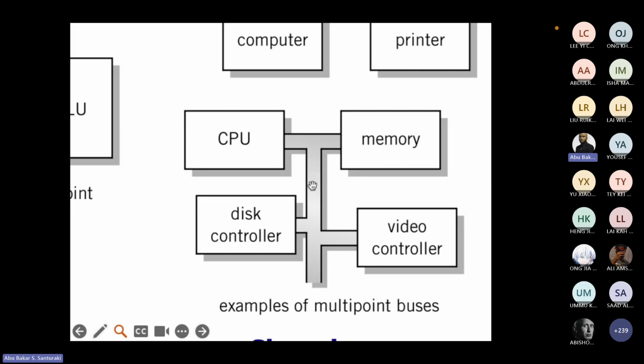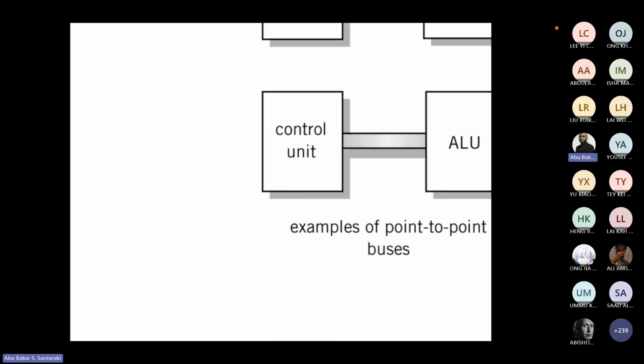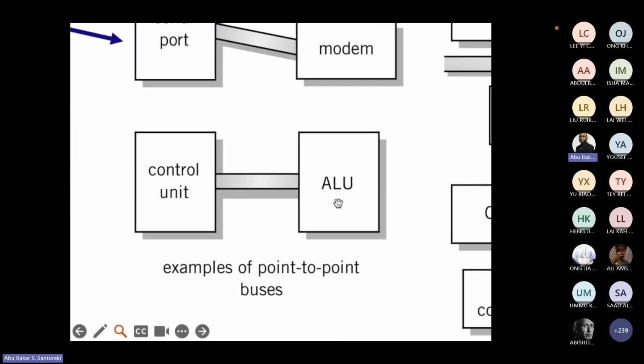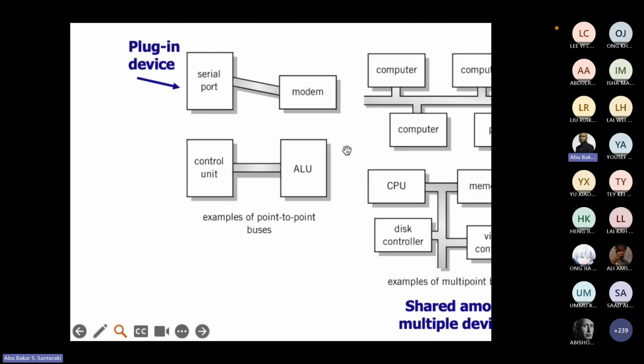When I drew it in my diagram, you saw the individual wires. That's not really how they are. There's a single bus that connects these four devices together: the hard drive, the memory, the CPU, and the graphics adapter. So it's a multi-point bus. But inside the CPU, between the CU and the ALU, they have a point-to-point bus. So point-to-point simply means one-to-one, and multi-point means more than one.